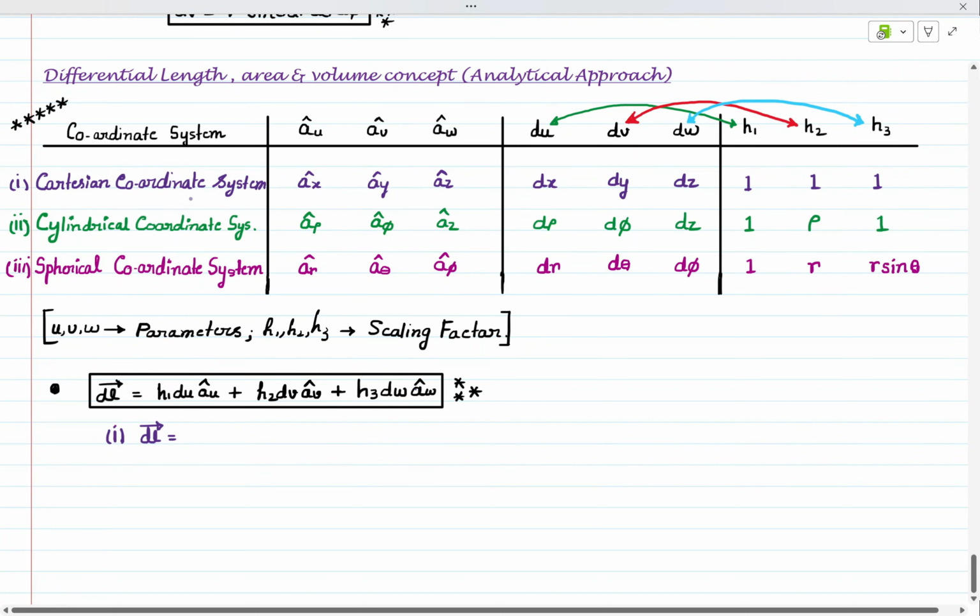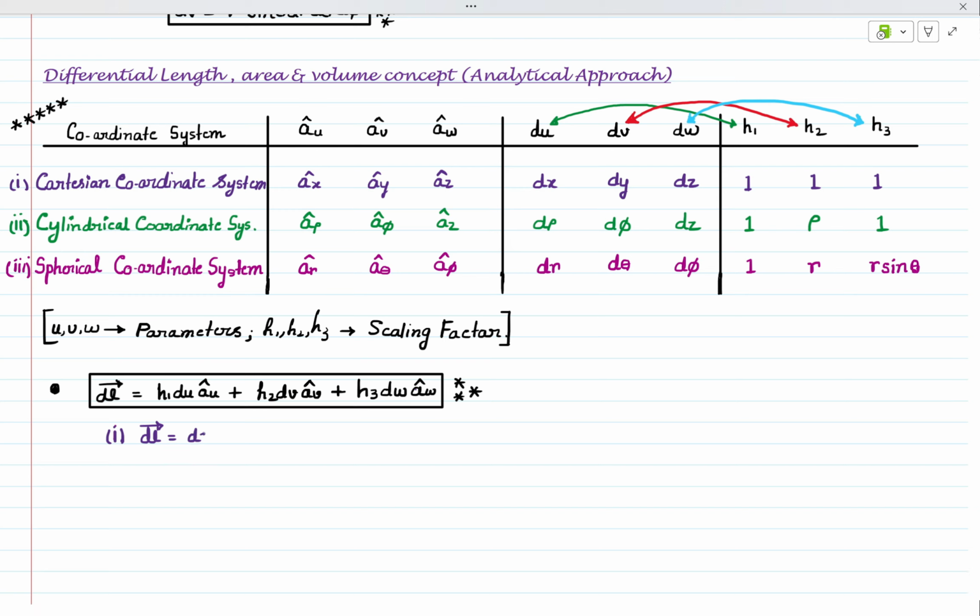H1 du au, that is nothing but 1 into dx into ax, plus H2 dv av, that is 1 into dy into ay. I am writing it directly like dy ay, plus H3 dw aw, that is 1 into dz into az. That is, I am writing dz az. Very much easy. This is nothing but for the Cartesian coordinate system.